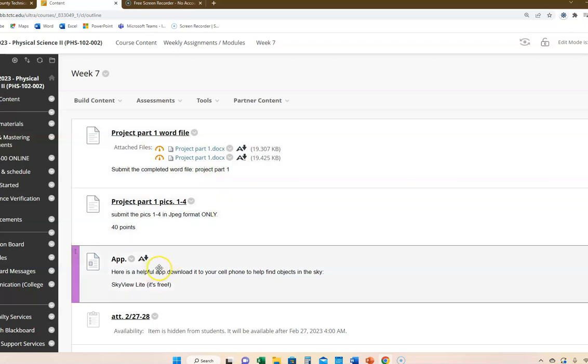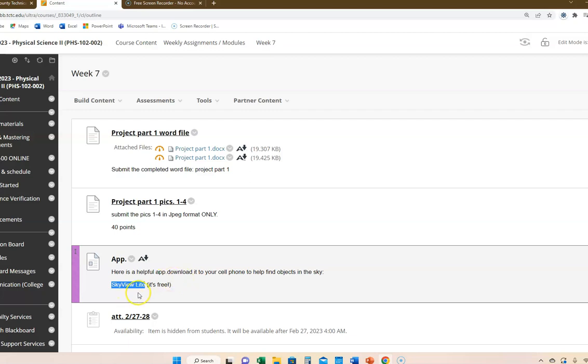First thing that you want to do with project part one is you're going to get your cell phone and find this app. It's called Skyview Lite. Okay, so it's a free app. Just download it, and you'll be able to take your cell phone when you run the app. Don't buy the full version. You don't need the full version. This is just a nice free thing to use to look at the night sky and identify different things about the night sky.